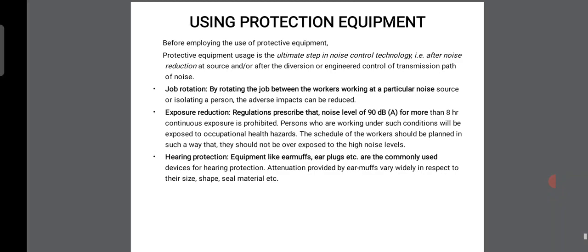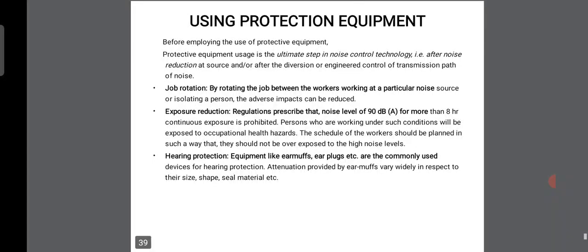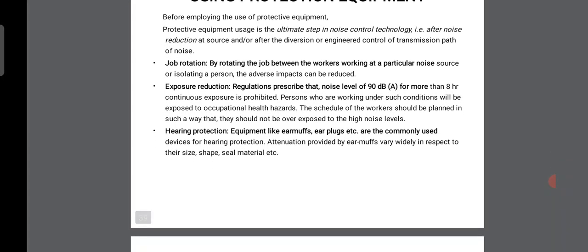Hearing protection equipment like earmuffs, earplugs, etc. are the commonly used devices for hearing protection. Attenuation provided by earmuffs may vary with respect to their size, shape, materials, etc.